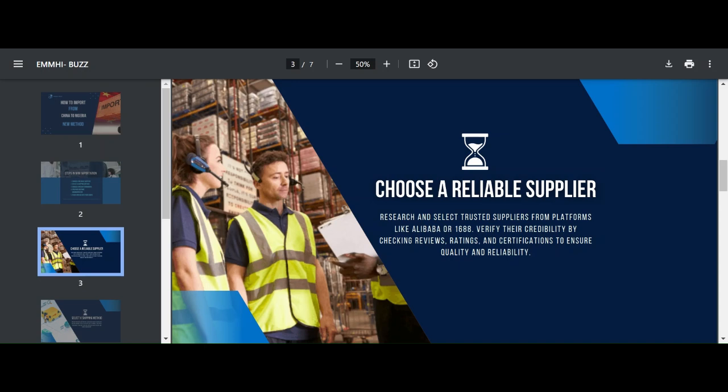Because if you just choose random suppliers and you notice that they are not good at delivering goods on time, then that means you are not giving your customers what they really need, because they'll be very disappointed in you that you are not delivering the goods at the right time. So make sure you always check their reviews and ratings to ensure that the quality of their business is very good.